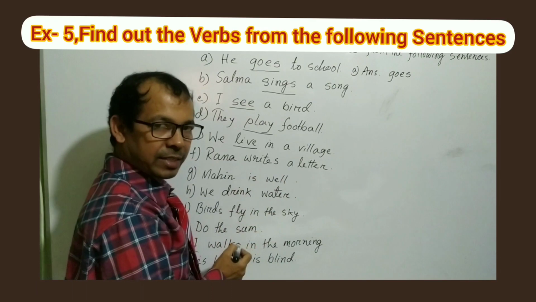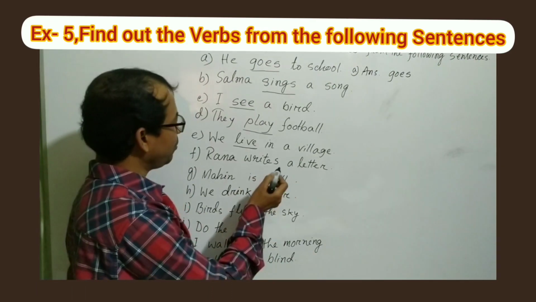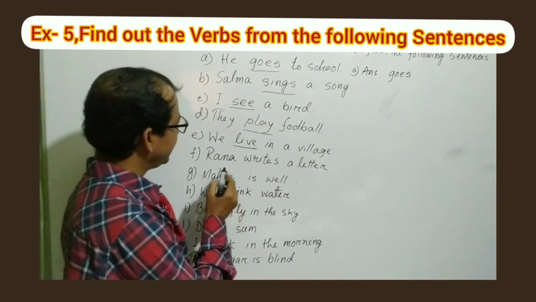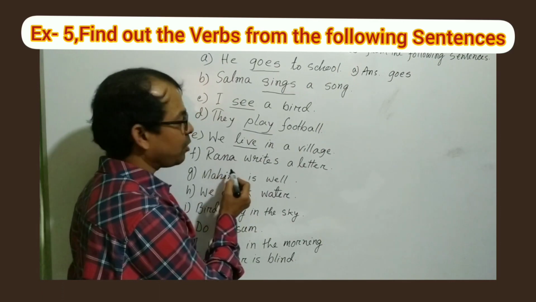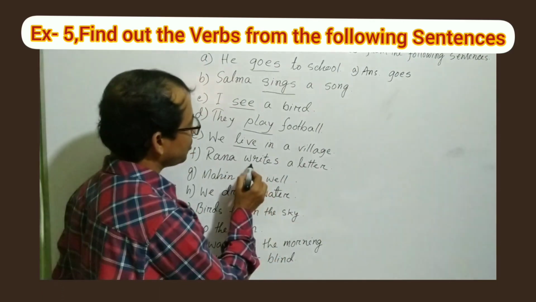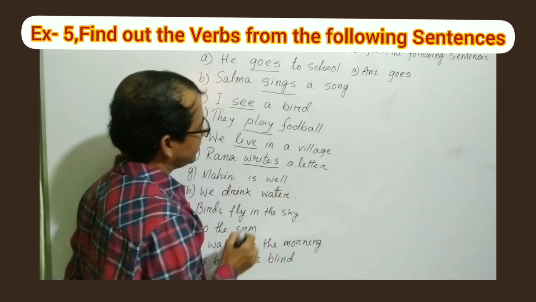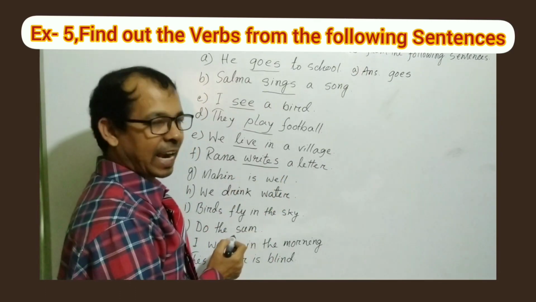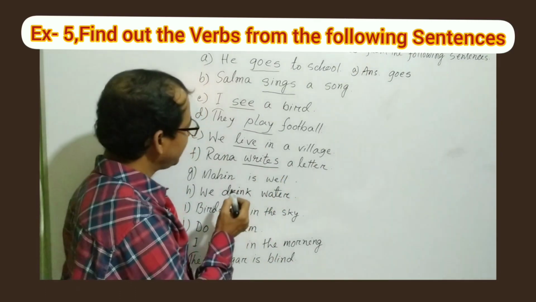Rana writes a letter. Can you tell me which one is the action word? Yes, Rana is a noun, a letter is a noun. So here you can see writes. Writes is the action word. That means this is the verb.